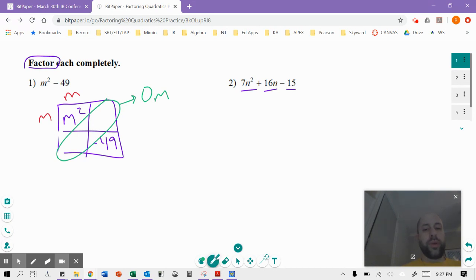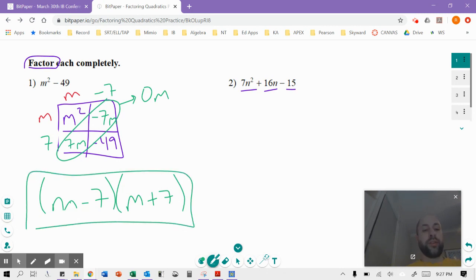This one, a lot of you probably would have told me pretty quick. It needs to be 7 and negative 7. So then if I have negative 7m here and 7m here, then that adds up to the 0m. So my answer is m minus 7 and m plus 7. So that is my goal. My final answer is writing that as the two factors, the two binomials, showing that they're being multiplied together, and then that's it.